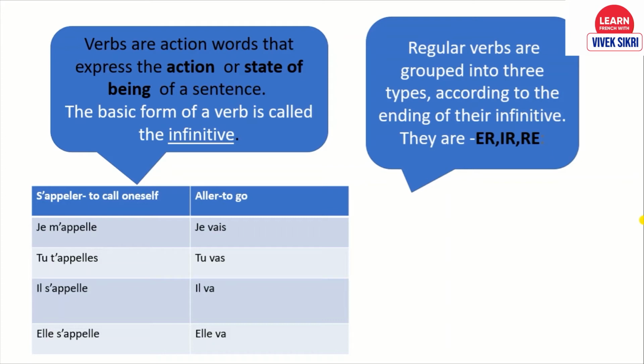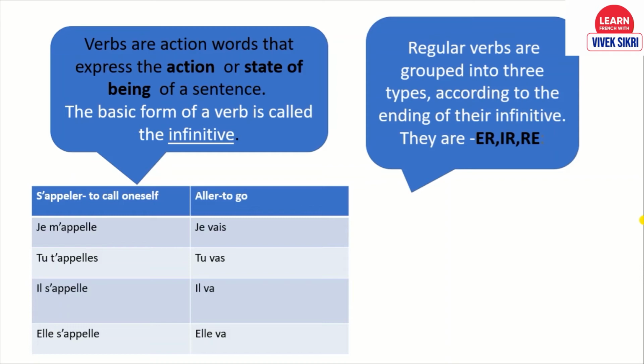S'appeler verb means to call oneself, and every verb has a conjugation in French. Je m'appelle, tu t'appelles, il s'appelle, elle s'appelle. Je m'appelle means I call myself or I am, only for the name. Tu t'appelles, you call yourself. Il s'appelle, he calls himself. Elle s'appelle, she calls herself.